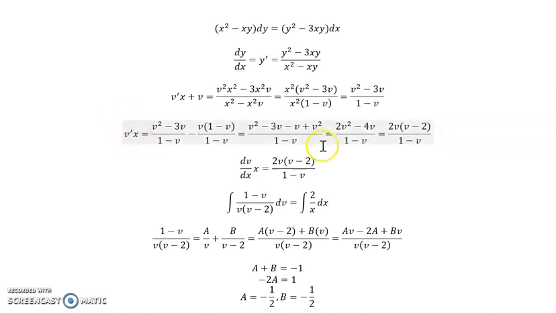So v prime x is equal to this. And so what I need to do is, this is separable now. So I need to separate it and put all the v's on this side, and I will do that by multiplying by the reciprocal, although I'm going to leave the 2 behind. So I get this. And then I'm going to divide by x, and I'm going to multiply by dx.